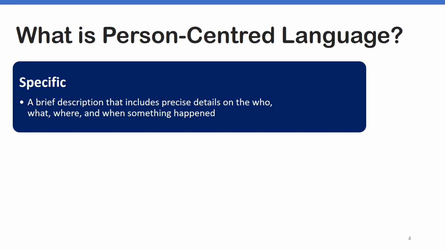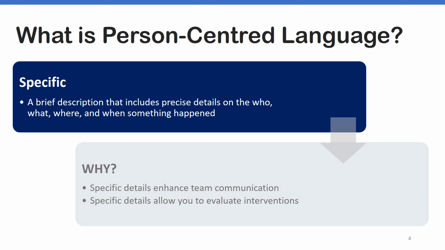Person-centered language is specific. This means writing a brief description with precise details on the who, what, where, and when something has happened. Using specific language allows other team members to easily understand what you are describing, with less room for misinterpretation. Specific language enhances our ability to plan and evaluate patient care. It enables the team to implement interventions and evaluate their effectiveness through the use of clear details that are not open to misinterpretation.